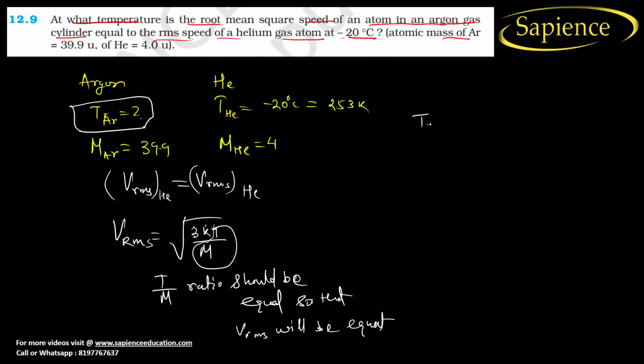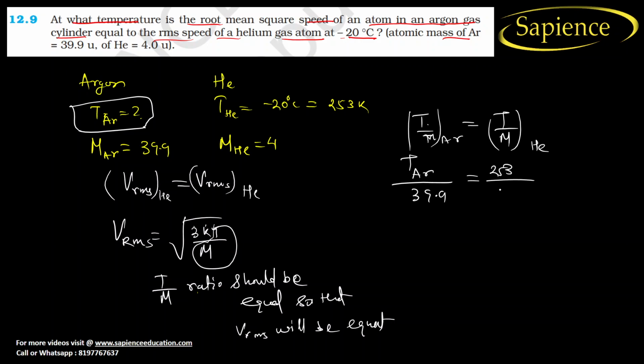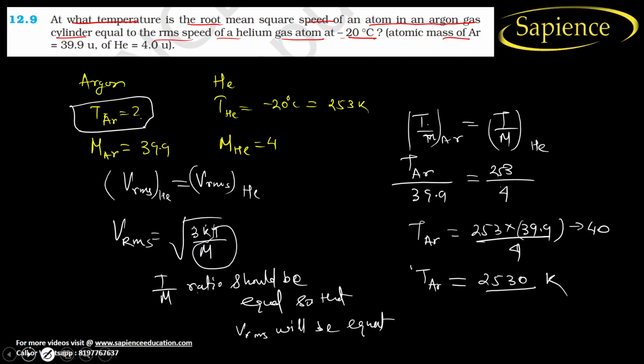So let us consider T by m for argon equal to T by m for helium. The temperature for argon we don't know, the molecular mass for argon is 39.9, the temperature for helium is 253, and the molecular mass of helium is 4. So the temperature of argon is 253 into 39.9 divided by 4. This is approximately 39.9, which we can consider as 40, so you will directly get 2530 Kelvin as the temperature of argon. I hope you have understood this.